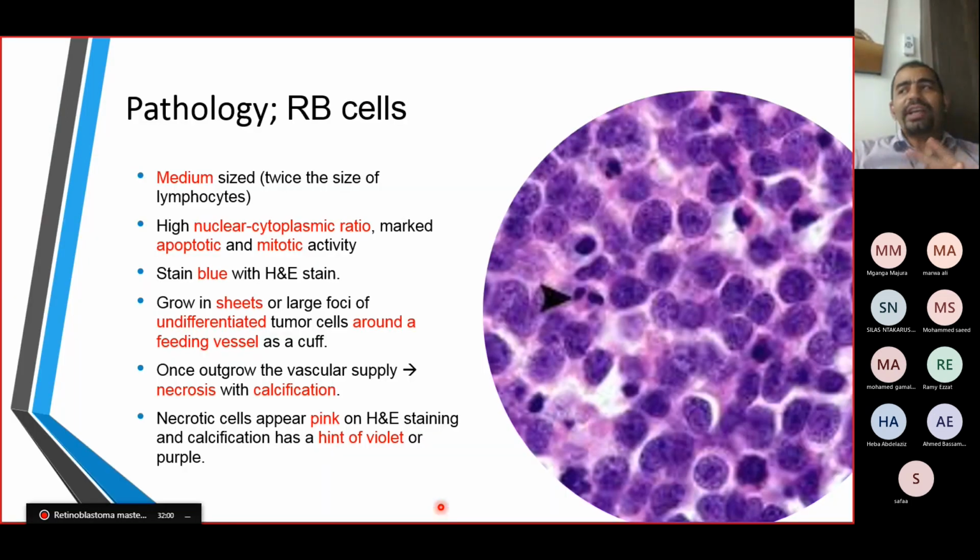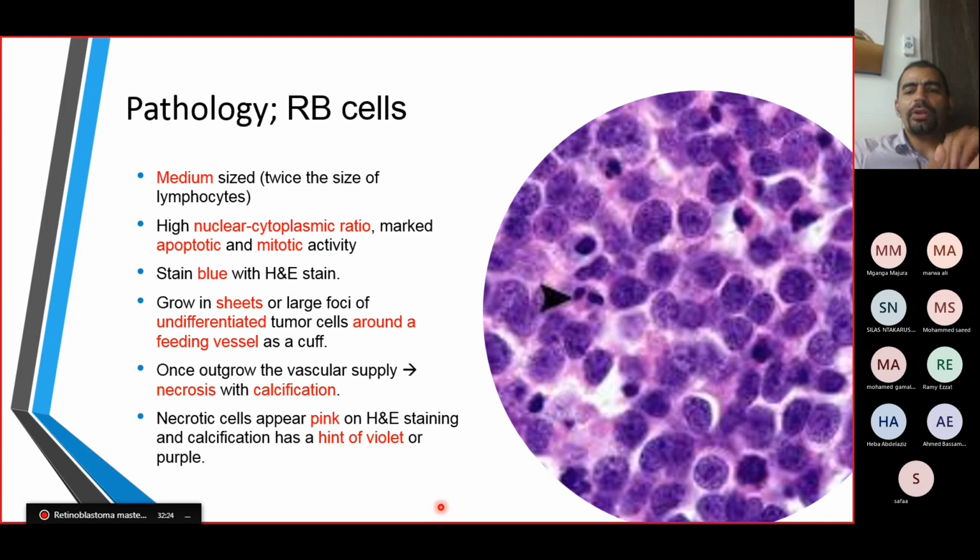So any problems with the classification? The importance of the classification is that this is the common language between the ophthalmologist and the oncologist. So as we will see later on, the treatment needs combined efforts of both of them, and they need to speak a common language. Let's move to the pathology.